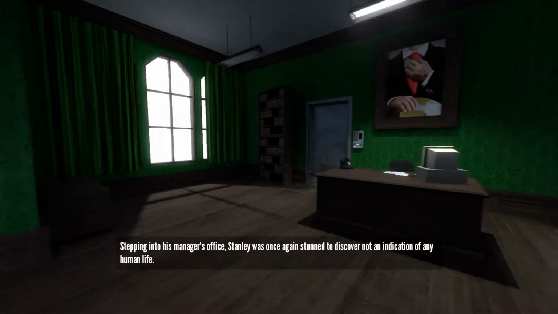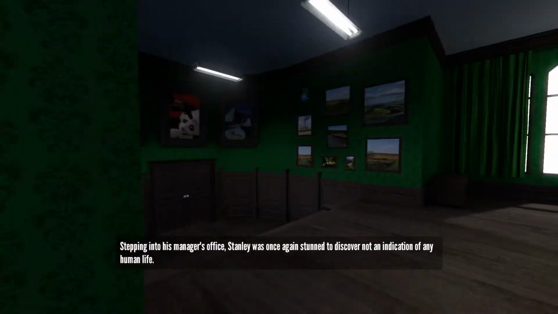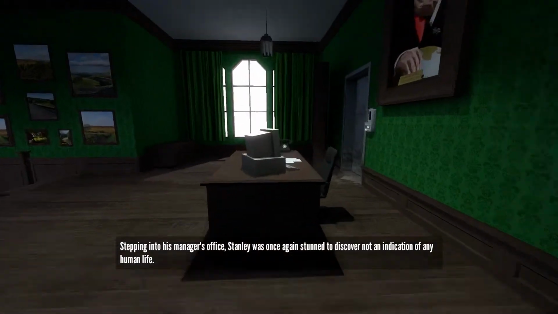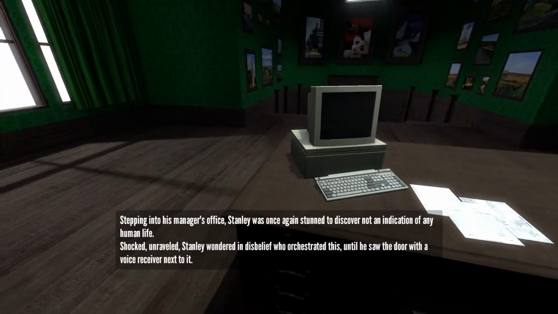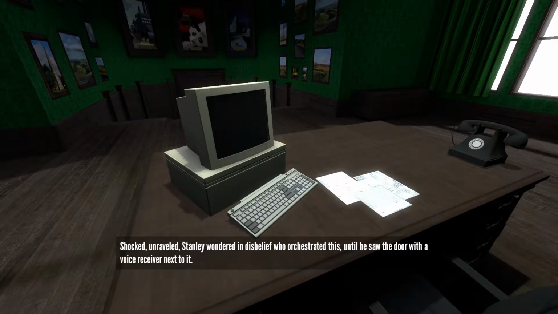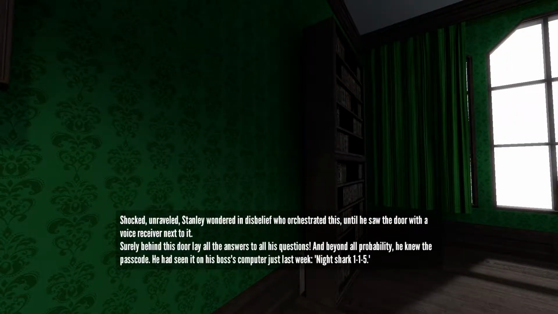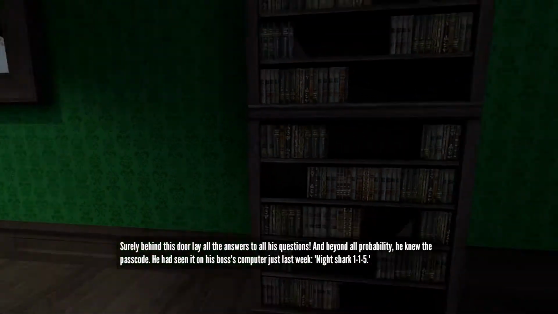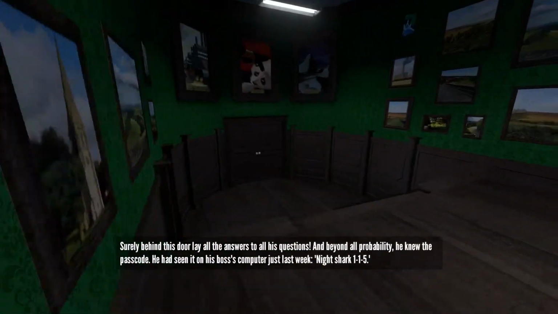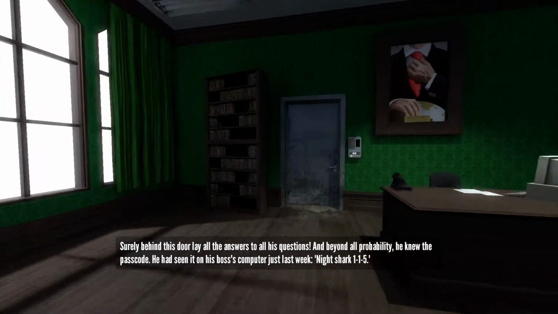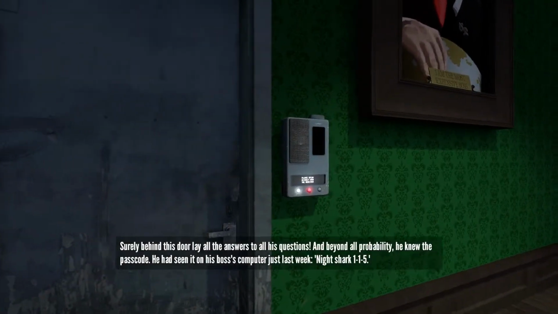Stepping inside his manager's office, Stanley was once again stunned to discover not an indication of any human life. Shocked, unraveled, Stanley wondered in disbelief who orchestrated this, until he saw the door with a voice receiver next to it. Surely behind this door lay all the answers to his questions. And beyond all probability, he knew the passcode. He had seen it on his boss's computer just last week.